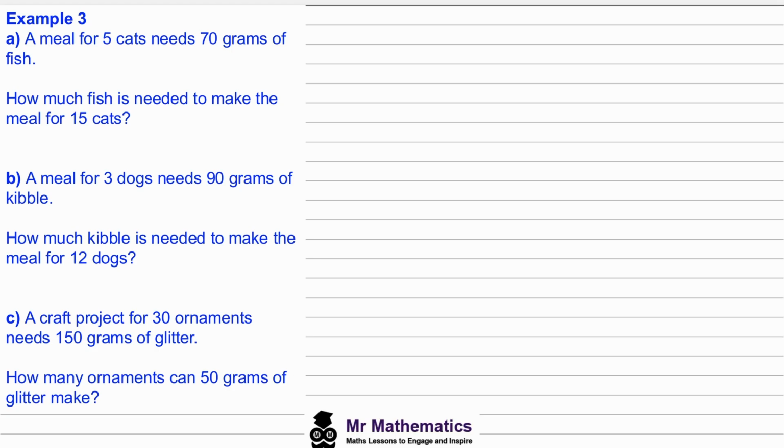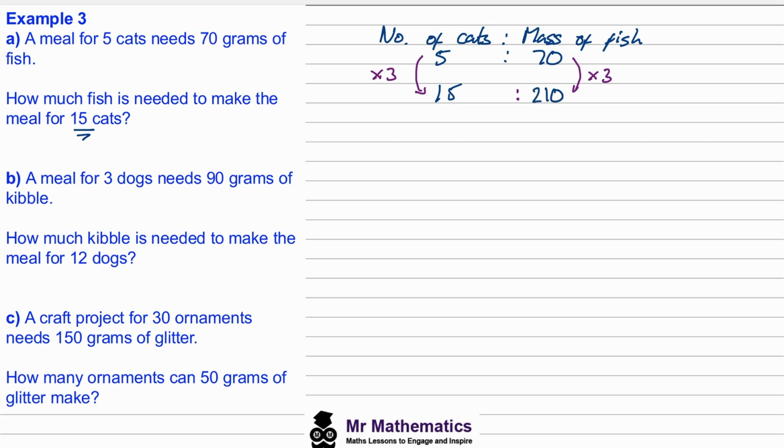So our ratio will be the number of cats and the mass of fish. And we're told that 5 cats need a mass of 70 grams. We want to work out for 15 cats. So we'll scale the 5. We'll multiply this by 3. 5 times 3 will make 15. And we'll do the same to the other side. We'll multiply this by 3. By doing the same to both sides, we keep the ratio balanced. And this will give us 210 grams.